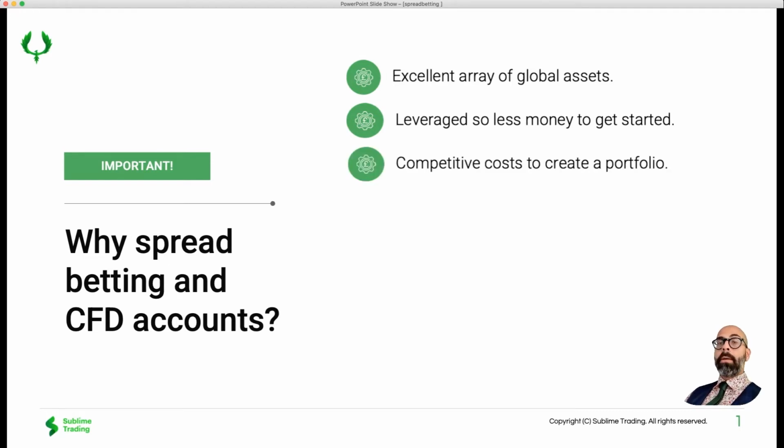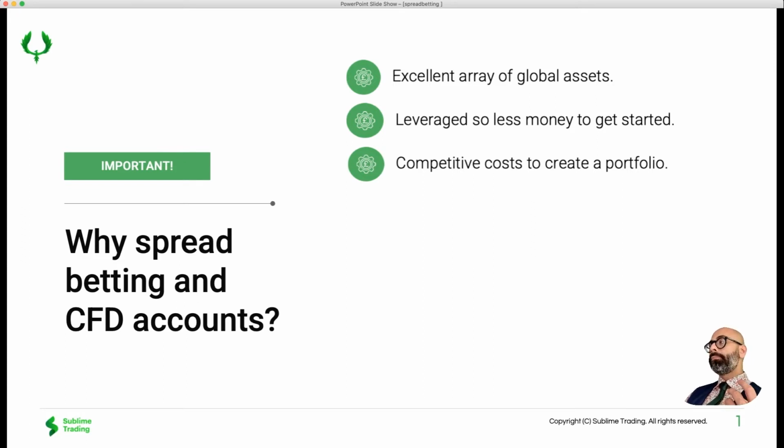Competitive cost to create a portfolio. Because we live in an online space, there's literally a new broker popping up every single day. And that's driven the costs of owning these global assets down to the cost of a coffee. So you can invest in gold for next to nothing. You can invest in UK and US stocks for next to nothing. So you can put together a top performing portfolio that returns you phenomenal tax-free returns for minimal costs.